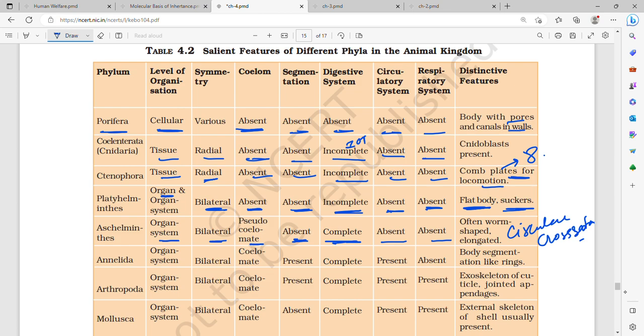Annelida, organ system level of organization: bilaterally symmetrical, true coelomate. First, true coelom is seen in Annelida. It has true segmentation, external as well as internal, that is, organs repeat in each and every segment. Digestive system is complete, two openings, that is mouth and anus. The circulatory system is present, that is a closed circulatory system. Blood flows in arteries, veins, capillaries. Respiratory system is absent. Distinctive feature: body is segmented like rings.